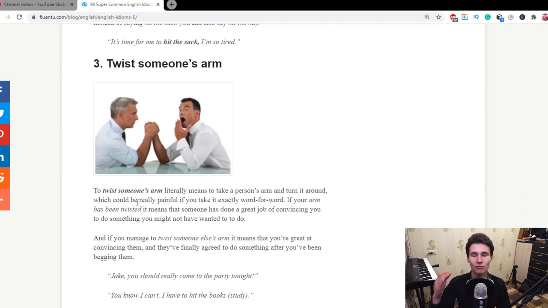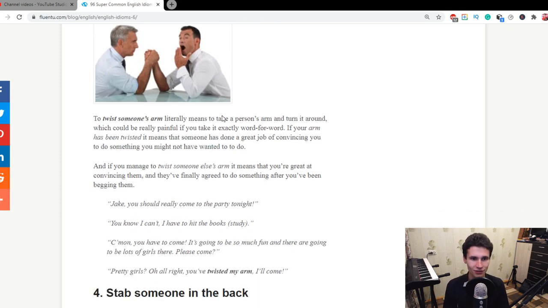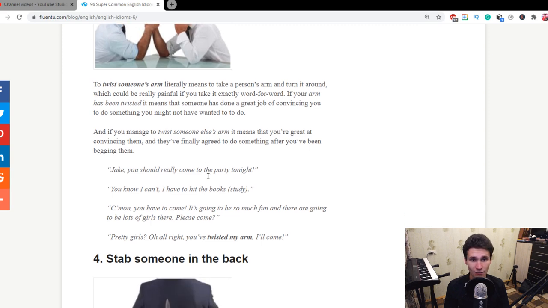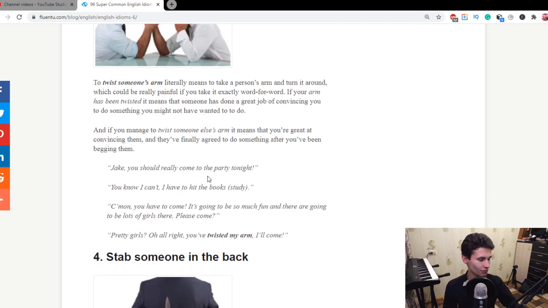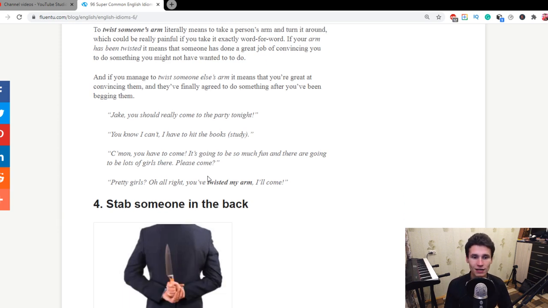Okay, twist someone's arm. What do I think about it? It is my expectation that it is like doing some tricky thing that gives you a high advantage in a battle with someone. It is not a literal meaning. If you manage to twist someone else's arm, it means that you are great at convincing them and they finally agree to do something after you've been begging them. Yes, you have a good argument, and if you say this, you will convince someone, it will be good.